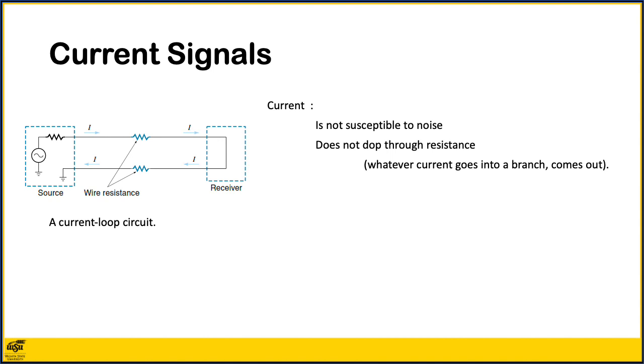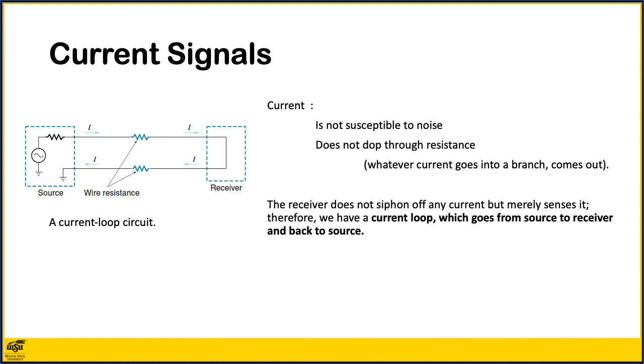Notice that the signal emerges from the source, travels to the receiver, and then loops back again to the source. The receiver does not siphon out any current, but merely senses it. Therefore, we have a current loop, which goes from source to receiver and back to source. Any resistance in the wires cannot alter the fact that the current remains the same throughout the entire loop.